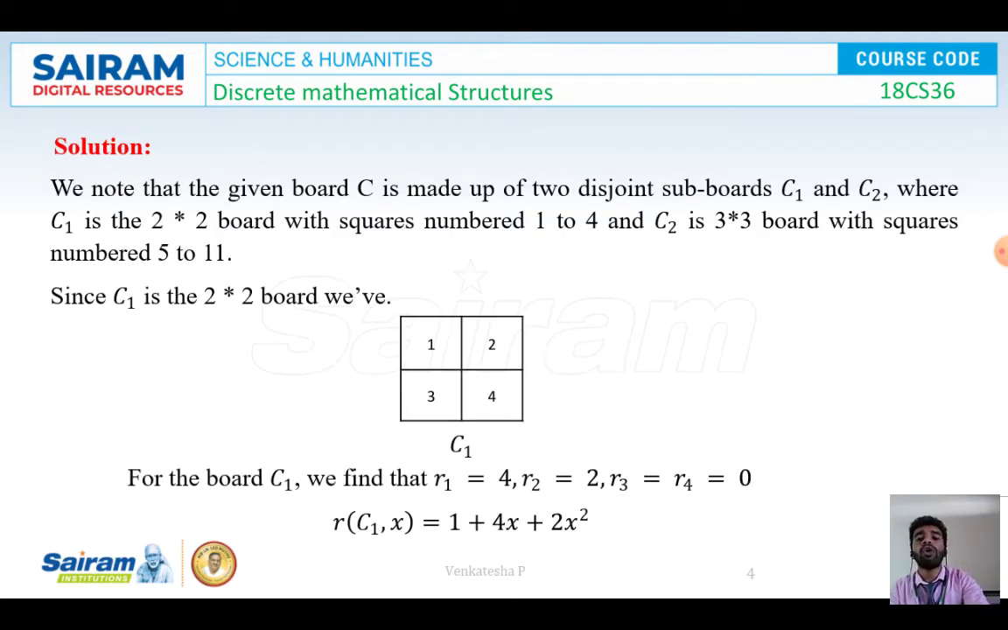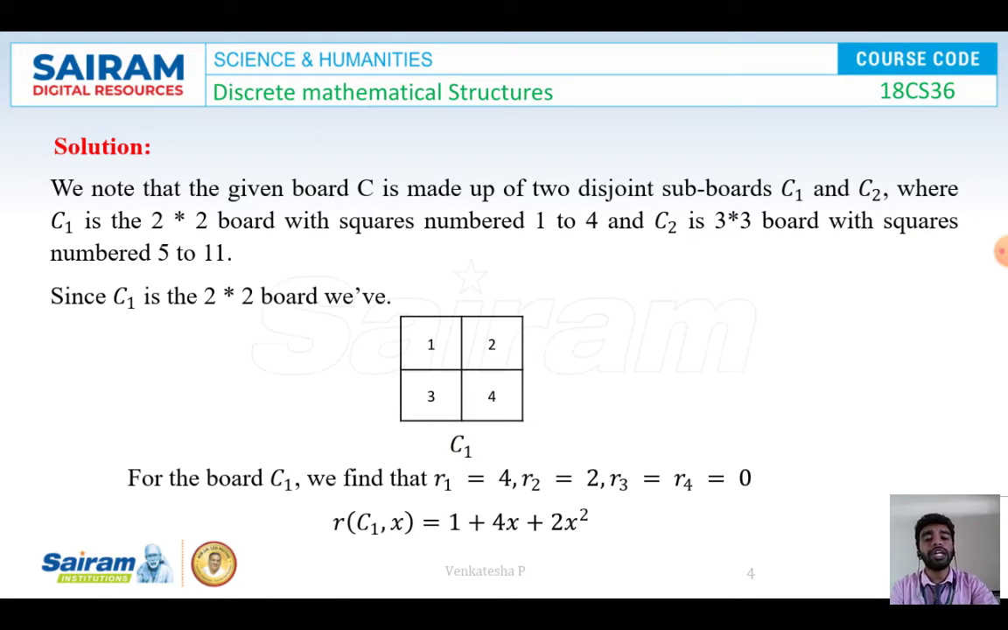Now we note that the given board C is made up of two disjoint subboards, C1 and C2, where C1 is a 2x2 board with the squares numbered from 1 to 4, and C2 is a 3x3 board with squares numbered from 5 to 11. Since C1 is a 2x2 board numbered 1, 2, 3, 4, it contains 4 empty squares, so the value of R1 for the C1 board is 4.